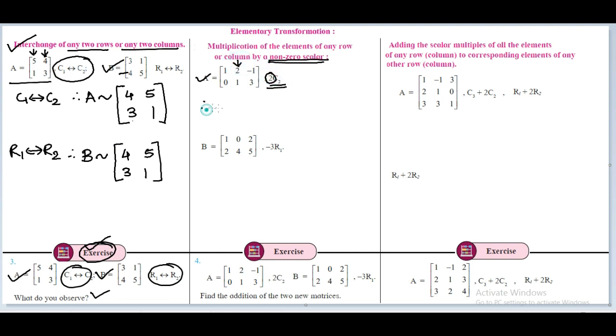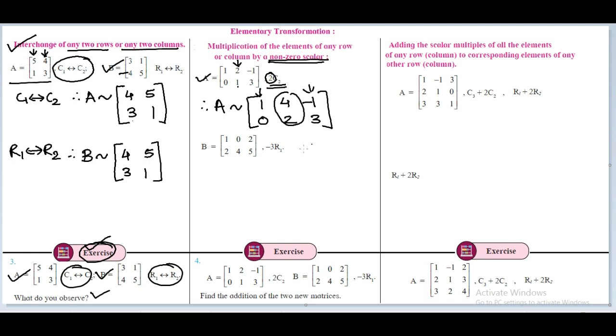Okay, so therefore the new matrix which will be equivalent to the original matrix, we can write it as 1, 2 multiplied by 2 is 4 and my minus 1 will be as it is. Next 0. Now this element is again multiplied by 2. 2 ones are 2 and 3. There is no change in first column and third column. Only what is the change? There is a change in the second column.